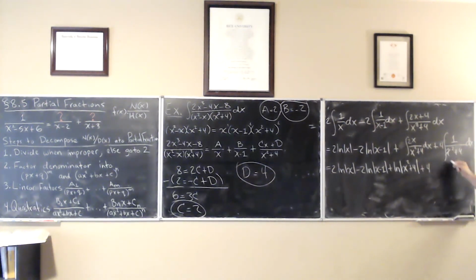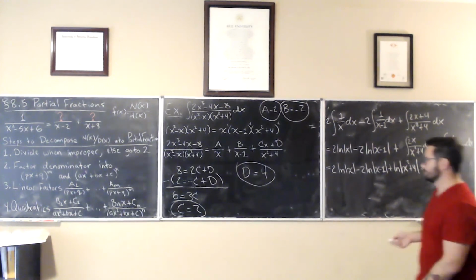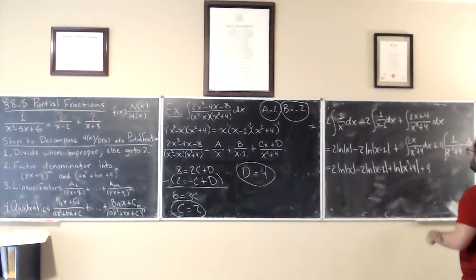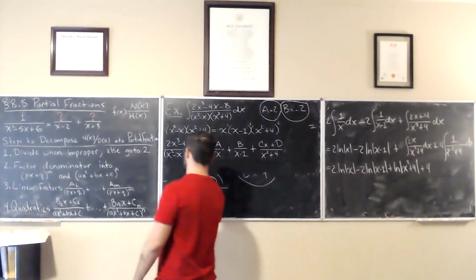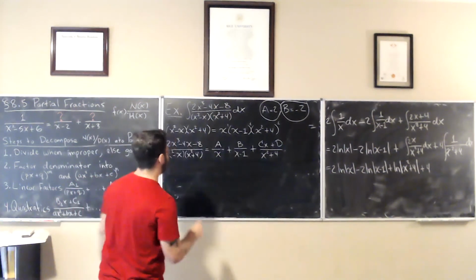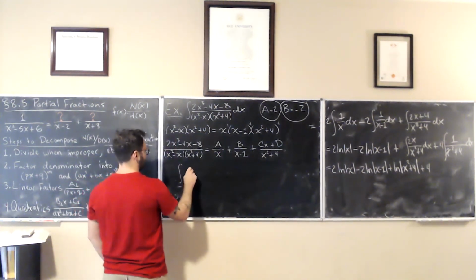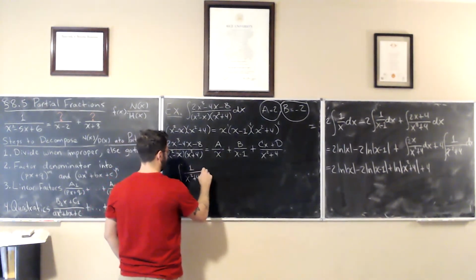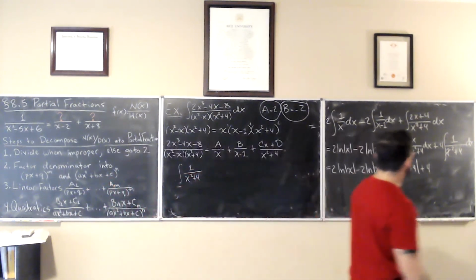But look what type of form that has, 1 over x squared plus 4. How can we do that? Well, it's a sum of squares, right? So finally, we need to figure out what that integral is. And we can do that using trig substitution maybe. Or do we even need that?